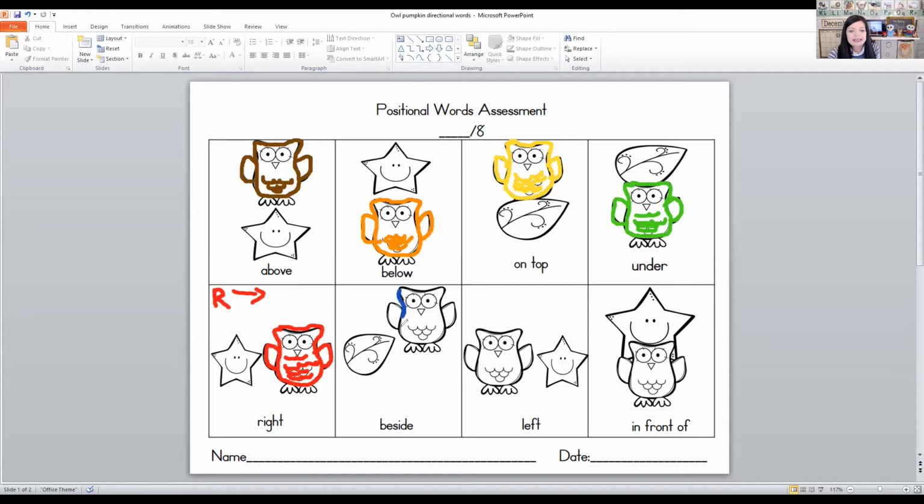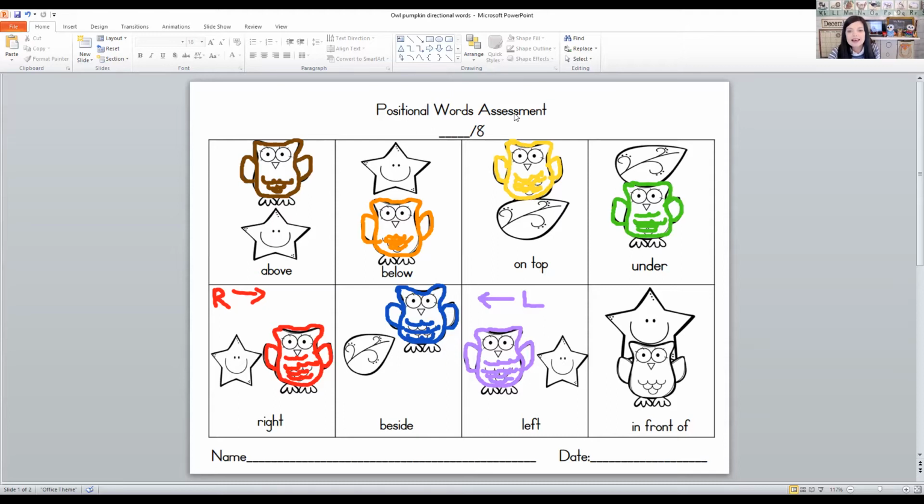This owl is beside the leaf. Can you say beside? Beside, good. The next owl is also beside, but this direction is called to the left. So this owl is to the left of the star. Can you say to the left? To the left. Good job.